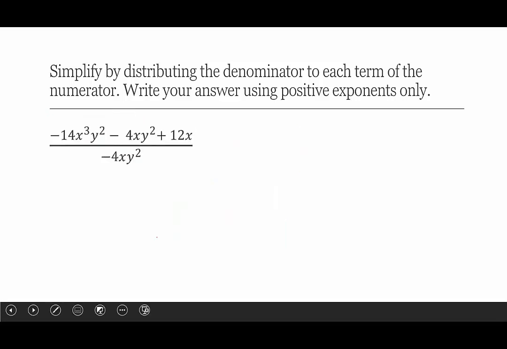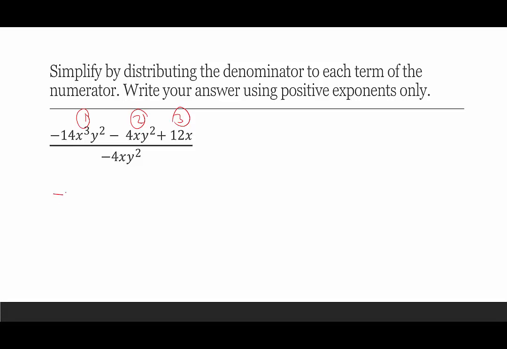All right, do you think you're at a good spot to try this one on your own? I think you are. How'd you do? How many terms are in your final answer, first of all? If you said 3, you are correct. If you said anything else, especially if you said 2, no, you lost a term. There are 3 terms in the numerator, 1, 2, 3. Each of those terms want to get divided by negative 4xy squared.